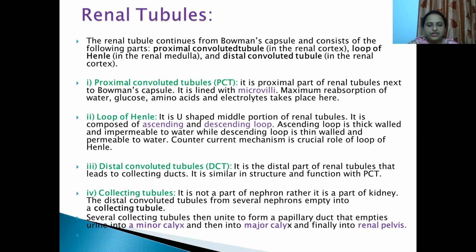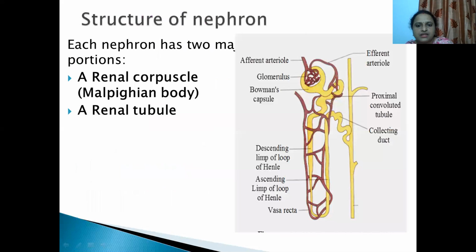They empty the urine into the collecting tubule, and all the collecting tubules then unite to form a primary duct that empties urine into the minor calyx. Through the pyramids, they come into the minor calyx. From the minor calyx, they come into the major calyx, and finally into the renal pelvis. So this is about the structure of the nephron, which is called the functional unit of the kidney, and plays a major role here.